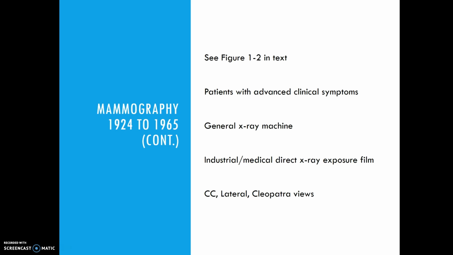They tried using our medical X-ray film. They would do a direct exposure, meaning no screens, because they needed to have that type of direct film resolution. And usually we did the 3 views. We did a craniocaudal, a 90-degree lateral, and if they wanted to look at the lateral aspect of the breast or the tail of the breast, a Cleopatra view. And that Cleopatra view is named that because the way that the lady had to be positioned, it looks like Cleopatra when she was reclining on her fainting couch and being fed grapes.